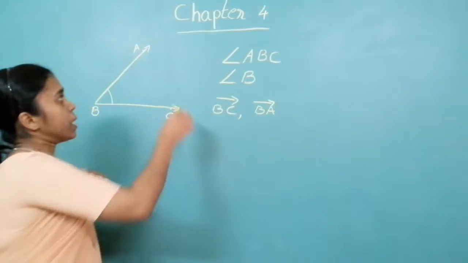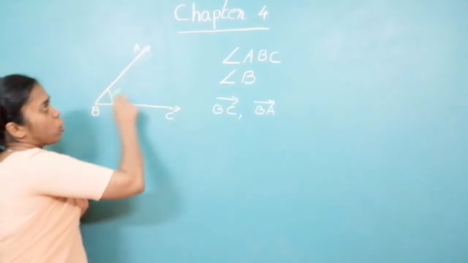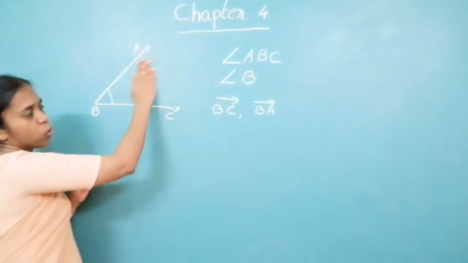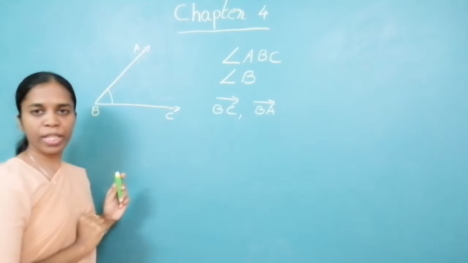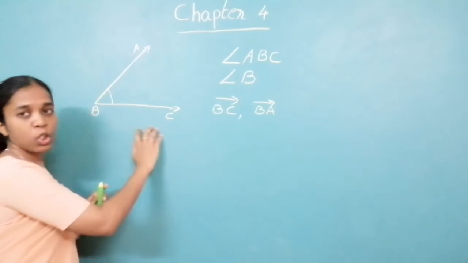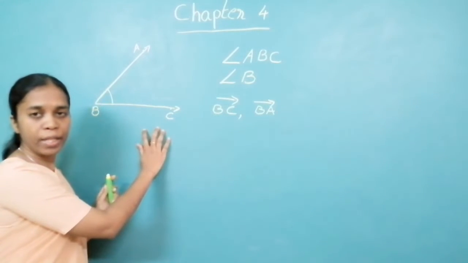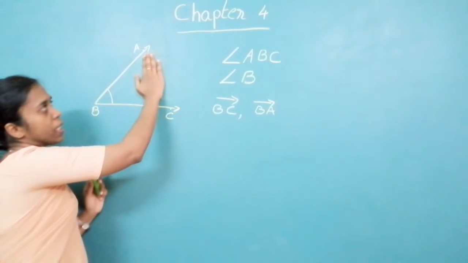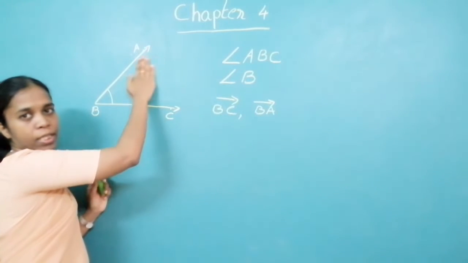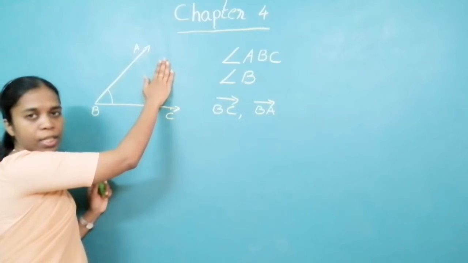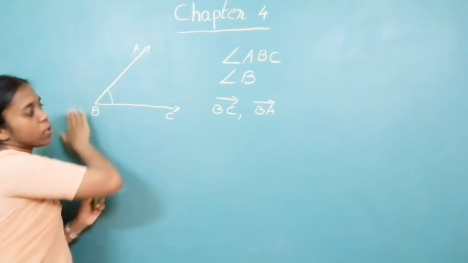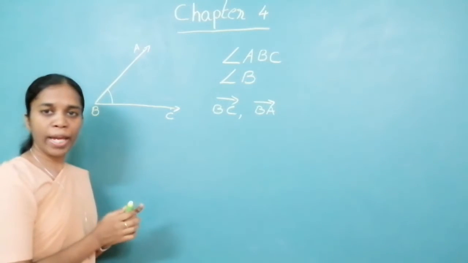Now, this entire part is known as the interior of the angle. And this part is known as the exterior of the angle. I repeat, this inside part where the angle is created, this inside part is known as the interior of angle. This is known as the exterior of angle.